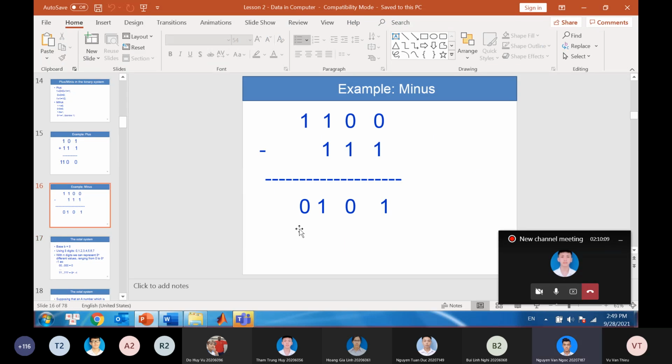Okay, so I think time's up. Time's up. So we will see. So next week we study the octal and the hexadecimal system.